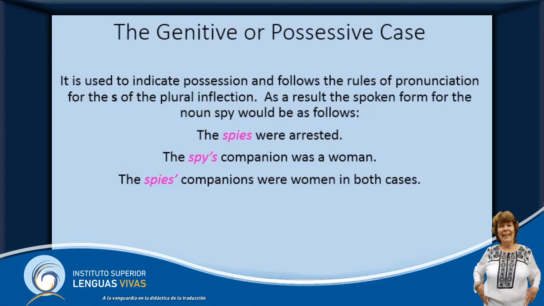As a result, the spoken form for the noun spy would be as follows. The spies were arrested, the spy's companion was a woman, and the spy's companions were women. In the last example, you have more than one spy, so the apostrophe is going to go after the S and not before it. Sometimes it is not necessary to add another S.